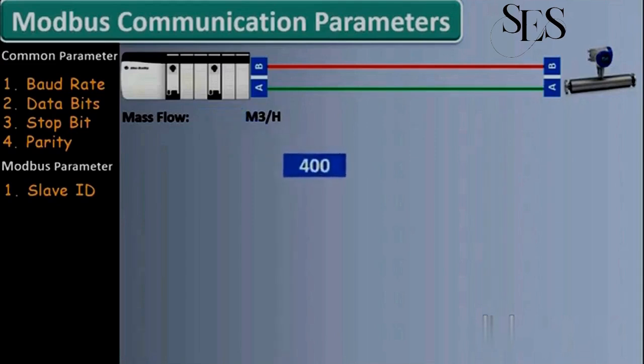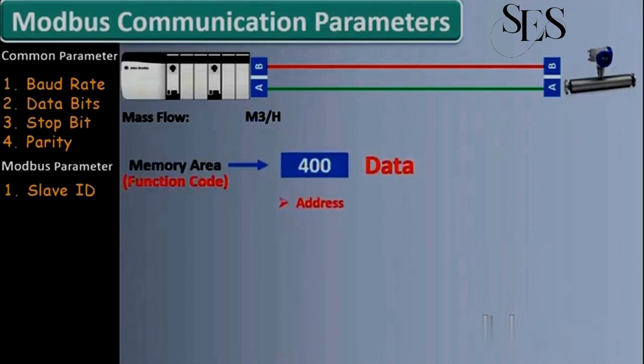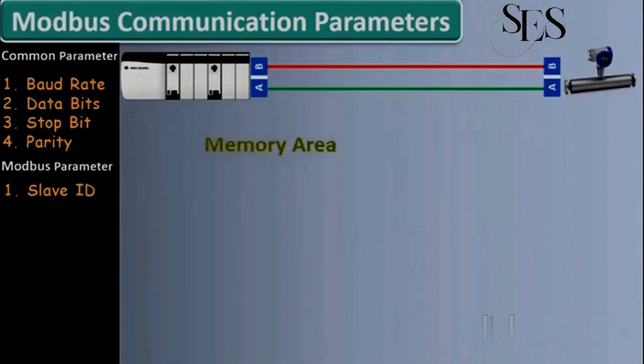This data exists in some memory area, which is represented by the function code in Modbus parameters. Also, this data memory area has an address, which we call a register. This register has some data type and data formatting. At the moment, you need not panic about the terms I used. I will elaborate all of these terms one by one, starting with the term memory area of the Modbus.